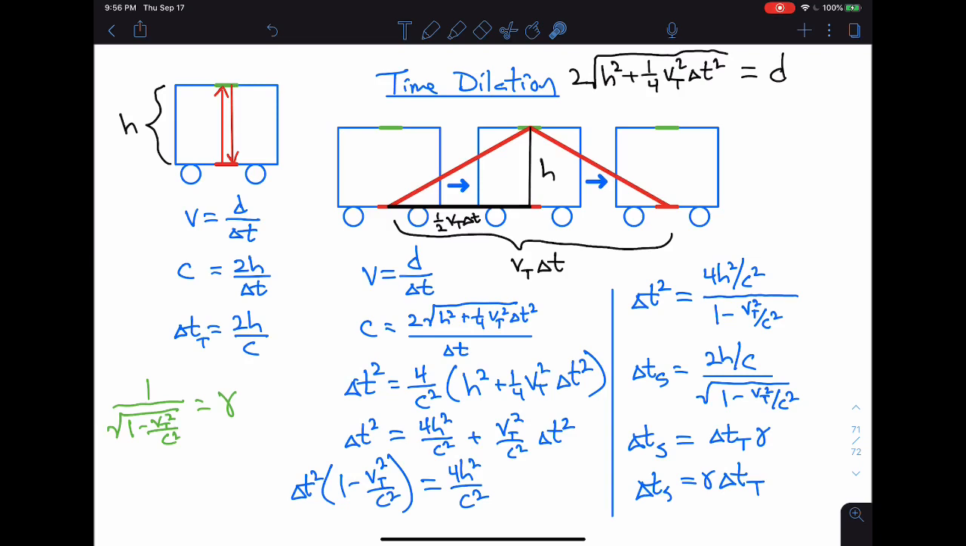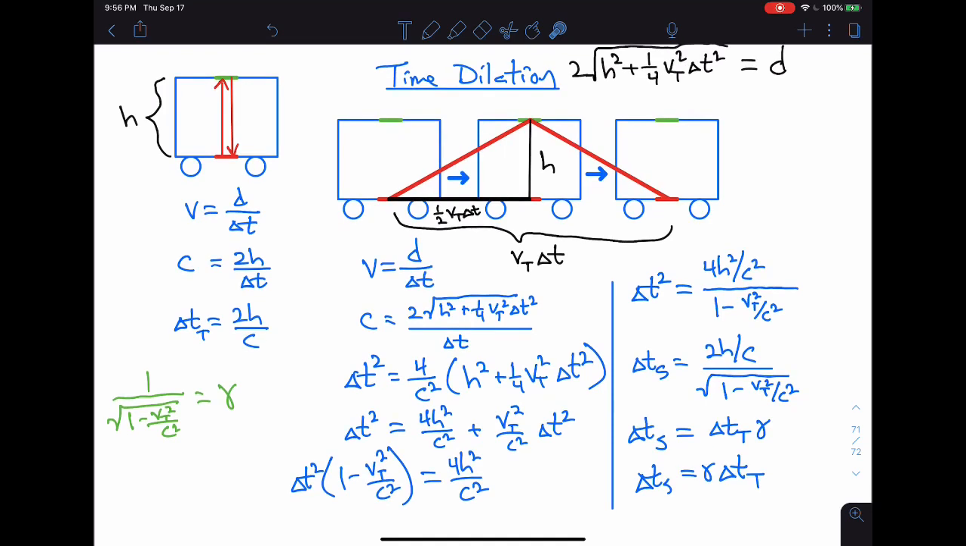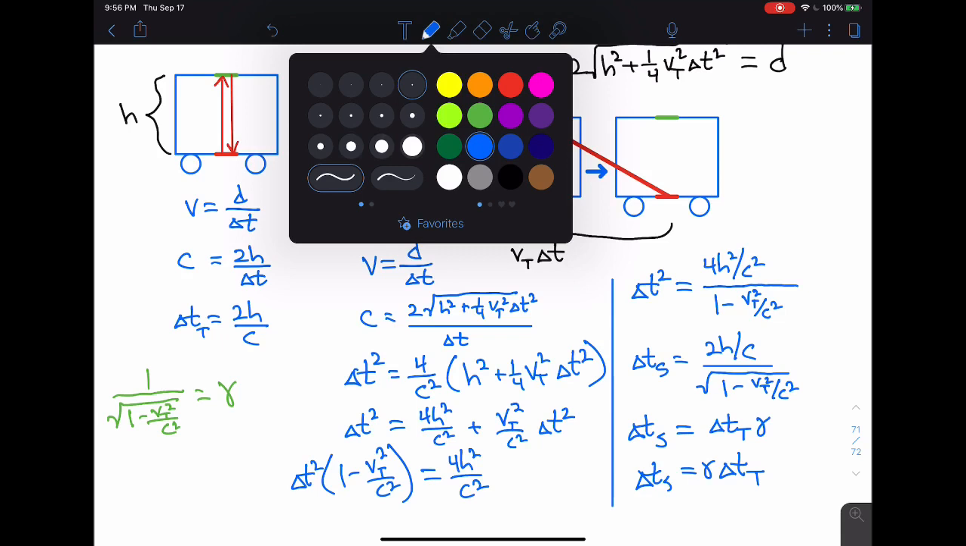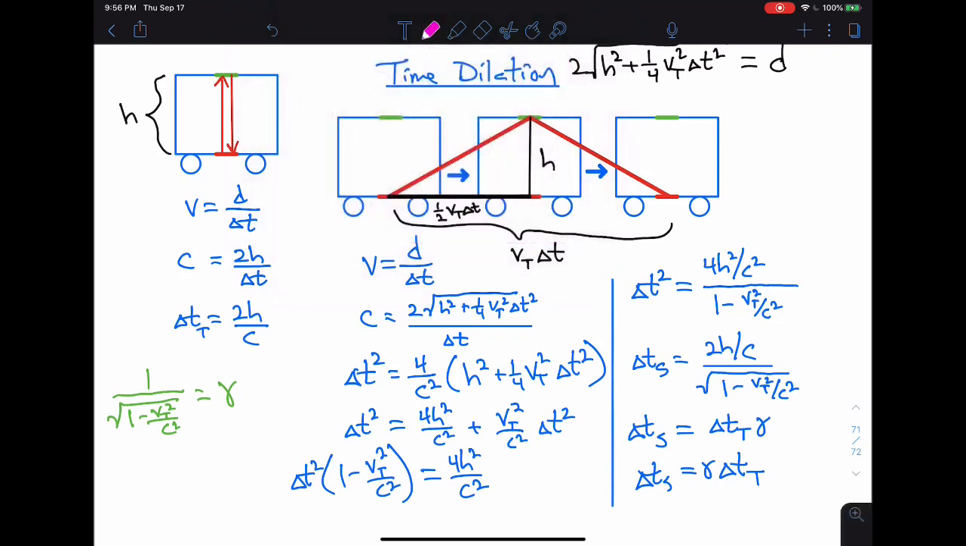Now this result I've written in this fashion, but it's normally written like this. And let me write it again in a different color here, something to really stand out. We normally write it like this: delta t equals gamma delta t naught. So delta t naught is referred to as the proper time, and it's the elapsed time in the proper frame, the elapsed time between the two events.